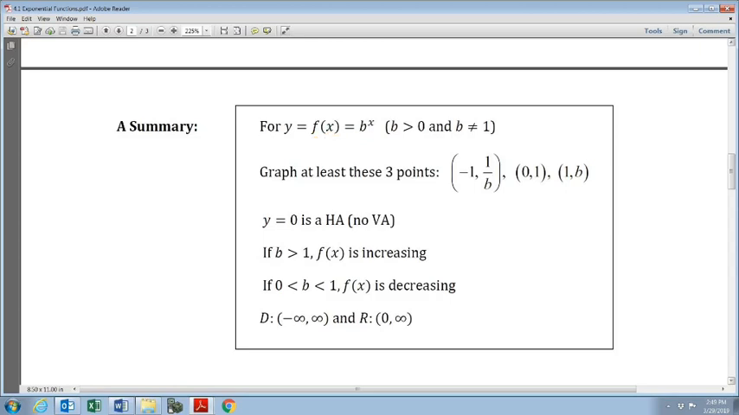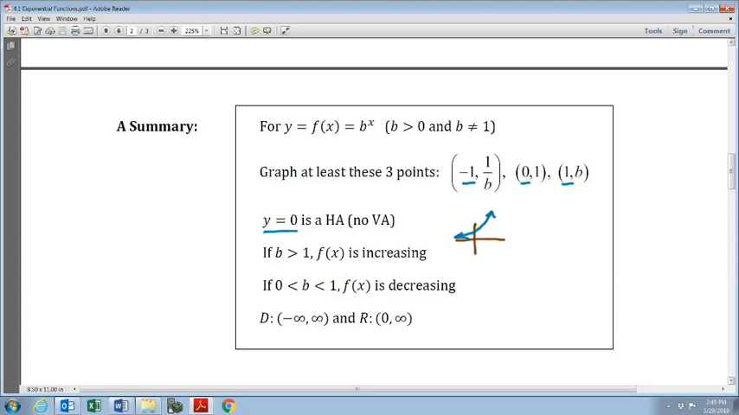And we know our base has to be positive, can't be 1. When we graph these, we're going to choose -1, 0, and 1 for x. Y equals 0 is going to be a horizontal asymptote. If you look at the first one we did, it was y equals 2 to the x. The function was increasing. It has that shape. It's what we call exponential growth.